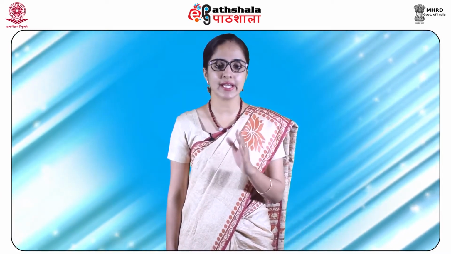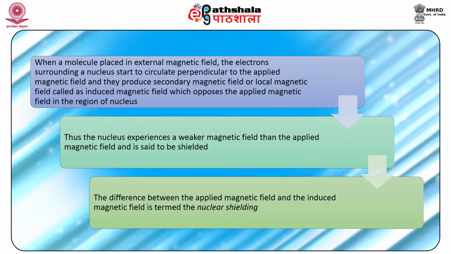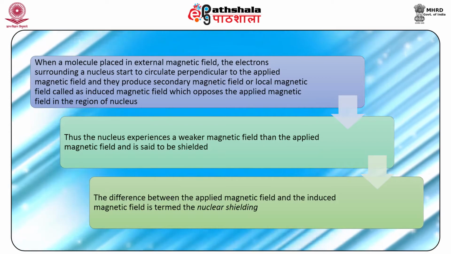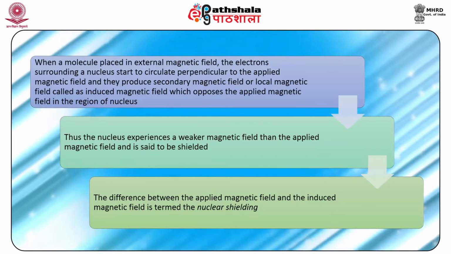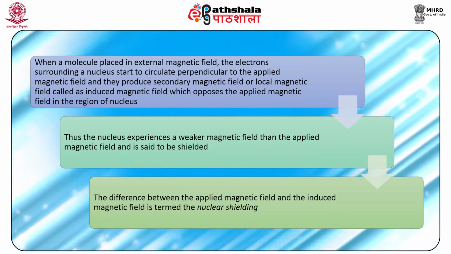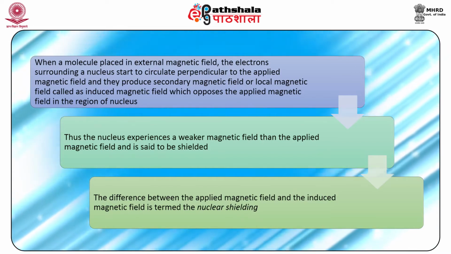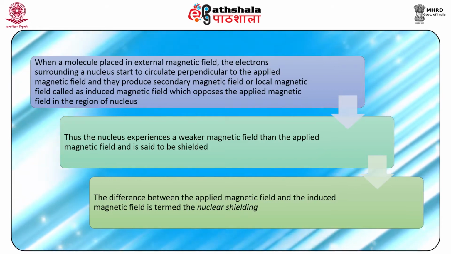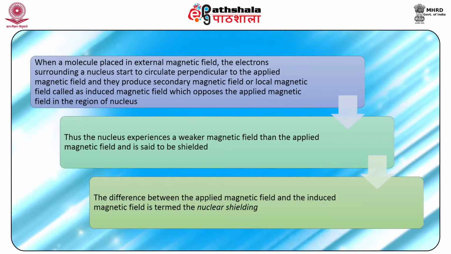Now students, let us take a deeper insight into shielding and de-shielding effects. When a molecule is placed in an external magnetic field, the electrons surrounding a nucleus start to circulate perpendicular to the applied magnetic field, and they produce a secondary magnetic field or a local magnetic field called the induced magnetic field, which opposes the applied magnetic field in the region of the nucleus. Thus, the nucleus experiences a weaker magnetic field than the applied magnetic field and is said to be shielded.